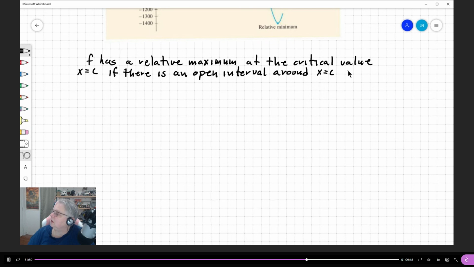around x equals c, so that f of x is less than or equal to f of c for all x in the interval.